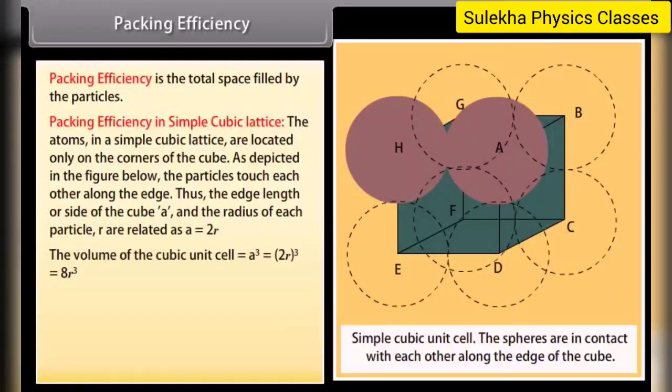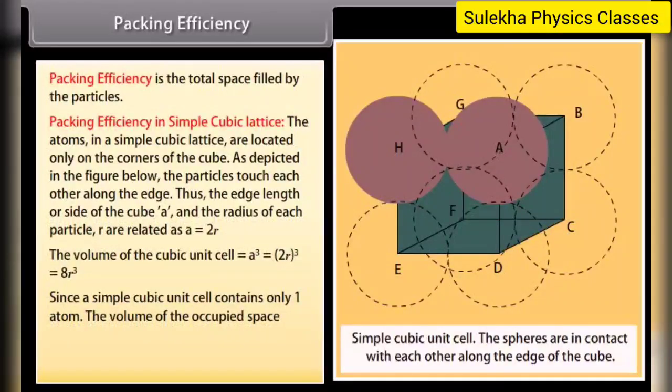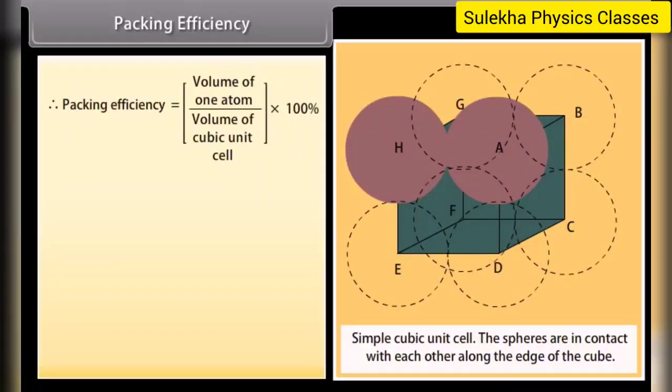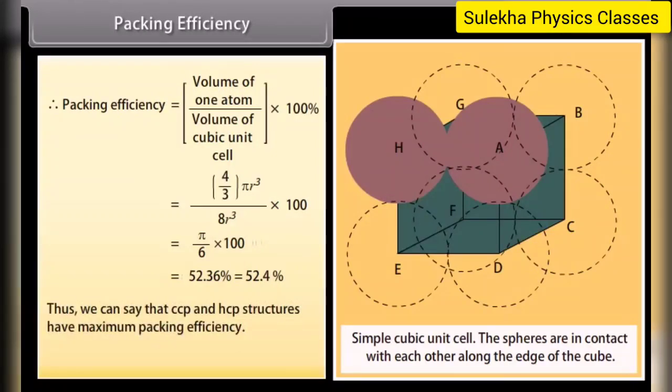The volume of the cubic unit cell is equal to a cube, which is equal to (2r) cube, which equals 8r cube. Since a simple cubic unit cell contains only one atom, the volume of the occupied space is equal to 4/3 pi r cube. Therefore, packing efficiency is equal to volume of one atom upon volume of cubic unit cell into 100, which is equal to 4/3 pi r cube upon 8r cube into 100, which is equal to pi upon 6 into 100, which equals 52.36%, which is equal to 52.4%. Thus, we can say that CCP and HCP structures have maximum packing efficiency.